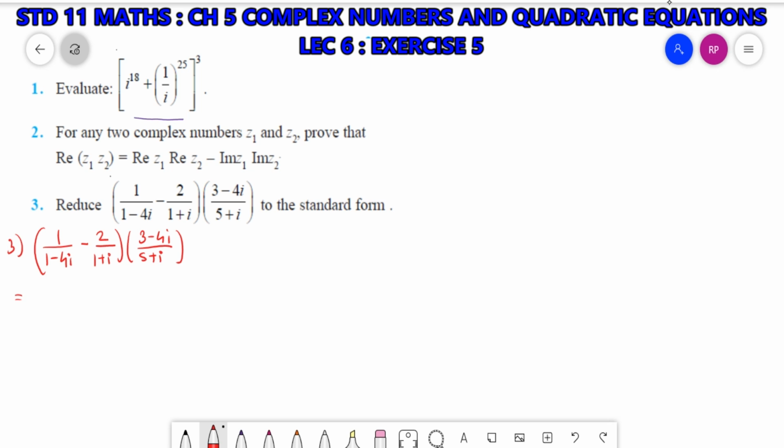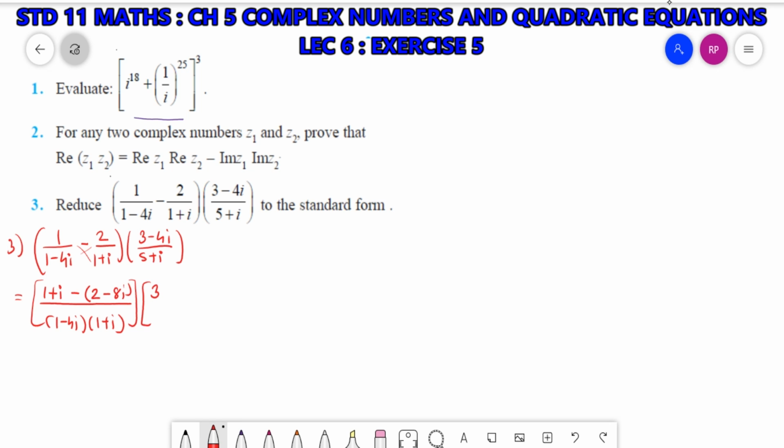So first, let's take the LCM. It's (1 minus 4i)(1 plus i). Now 1 into (1 plus i), that is 1 plus i. Minus 2 into (1 minus 4i), that is 2 minus 8i. I just cross multiplied it.